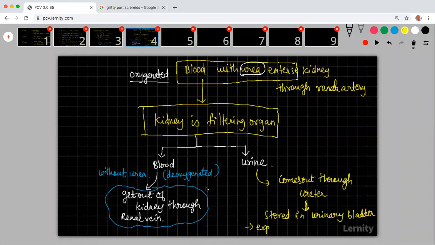Okay. So what is happening is it comes out through the ureter, stored in the urinary bladder, and then expelled out through opening.